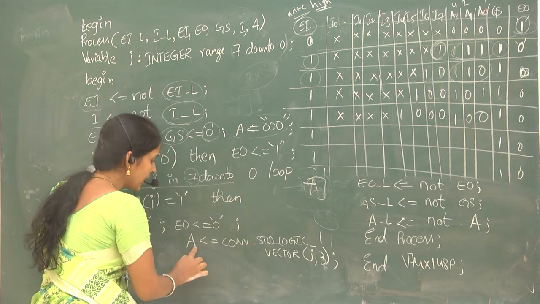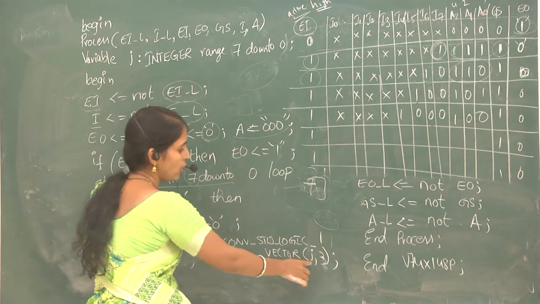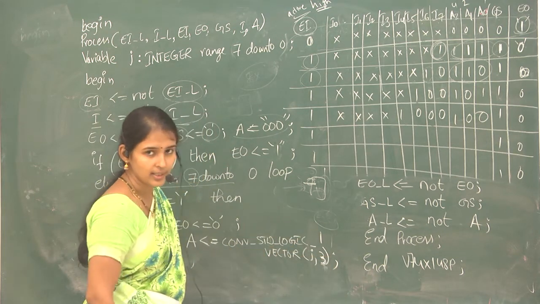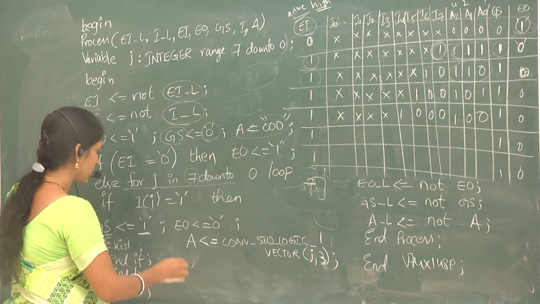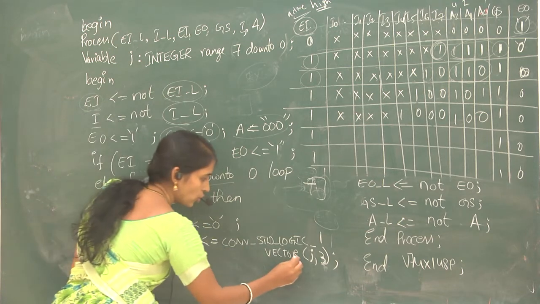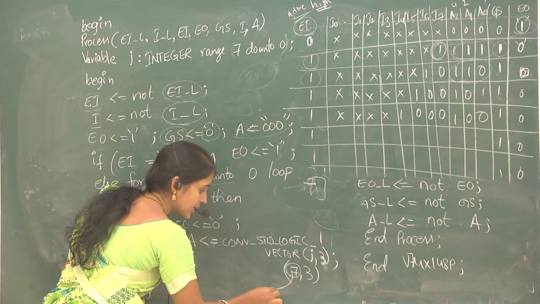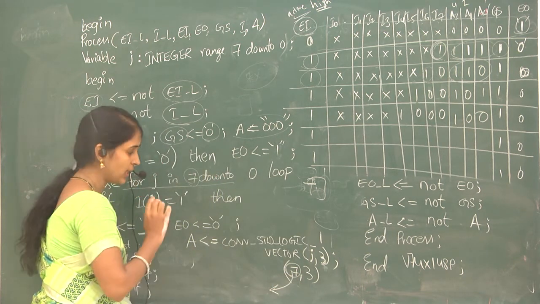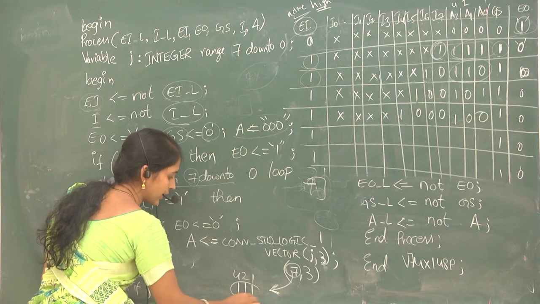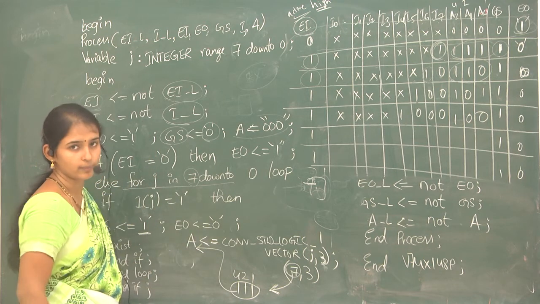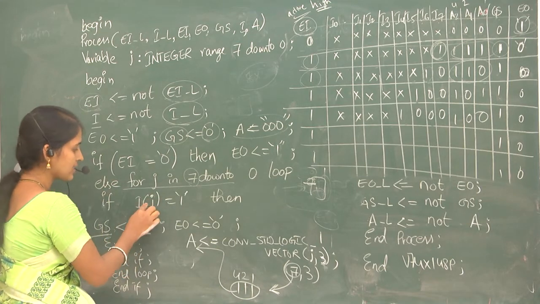At the same time, A is equivalent to conversion std_logic_vector of j down to 3. That means it is just converting its input. If j value is 7, here you see 7 comma 3, it indicates that it is converting 7 into its binary equivalent, that is 7 is nothing but 421 code, like 111. So 111 will be assigned to A. It automatically converts. Again it will check for I6.